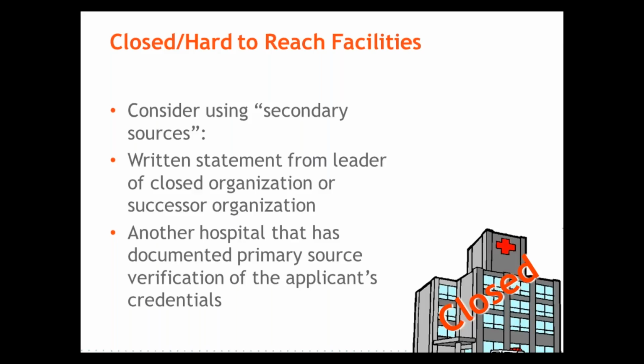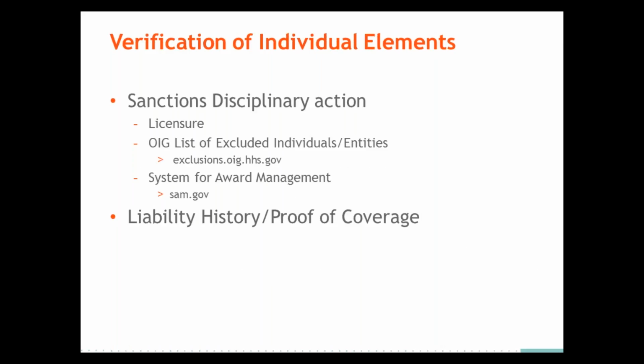So if the doctor tells you, well, that hospital's closed, but at the same time I was on staff at another hospital in the next town, you might be able to contact that other hospital he was on staff at, and ask them if they had ever done primary source verification of the closed facility, and ask them if they'll share that with you. If they won't share it with you, they may share it with the provider, the applicant, and then that applicant can provide that information to you.